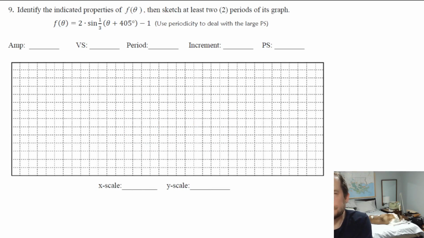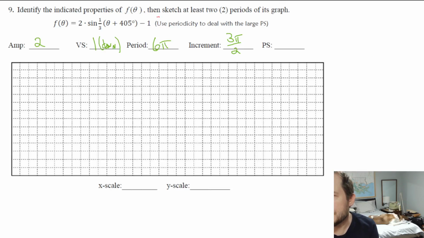Number 9. Amplitude is 2. Vertical shift is 1 unit down. The period is 2 pi times 3, so 6 pi. So the increment is 6 pi over 4, which is 3 pi over 2. And the phase shift, well, there's a little note here.